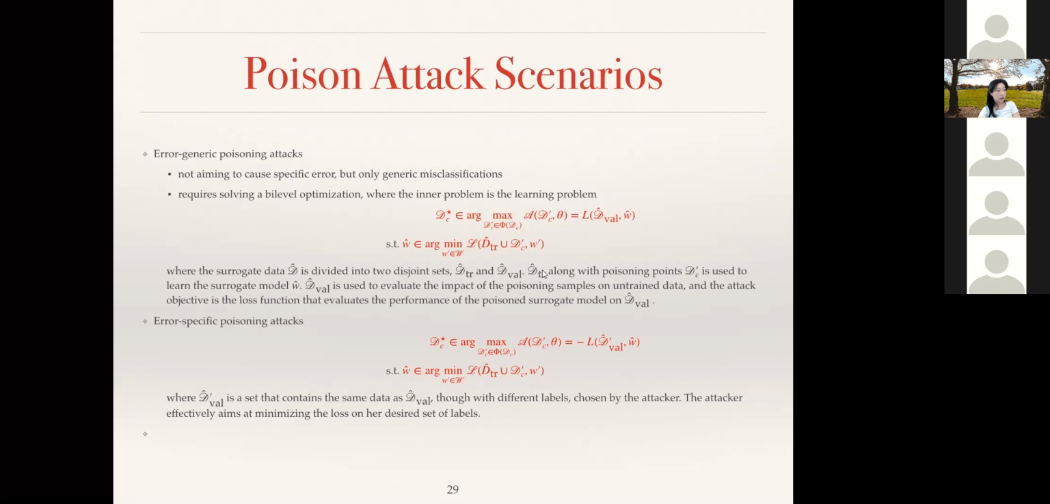Okay, so this is some explanation. The surrogate data is divided into two disjoint sets: the training and the evaluation. The surrogate training data set, along with the poison points, is used to learn the surrogate model. That's why in this inner optimization you have this omega hat, which is the result of the arg min optimization. And the surrogate validation set is used to evaluate the impact of the poisoning examples on the trained model. The attack objective is the loss function that evaluates the performance of the poisoned surrogate model on the surrogate validation set.